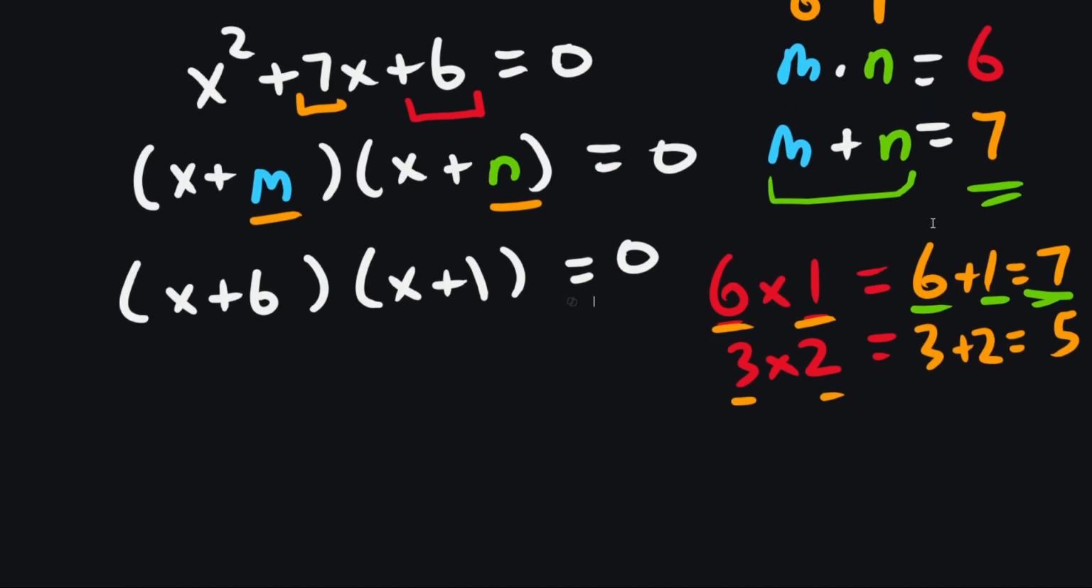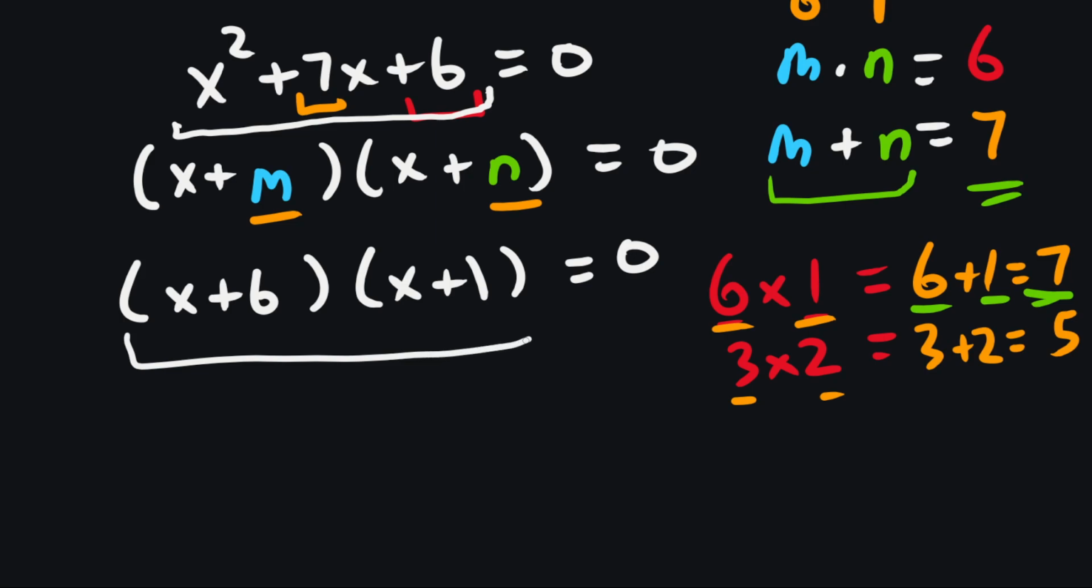Good. So we factored this trinomial. We factored x squared plus 7x plus 6 into these two factors, these two binomials, x plus 6 times x plus 1, and we have it equaling 0. So now how do we solve for x? What's the next step? We have to recognize something important right here.